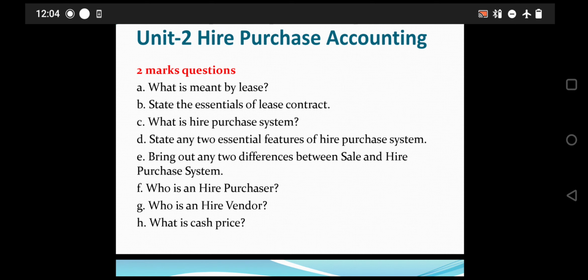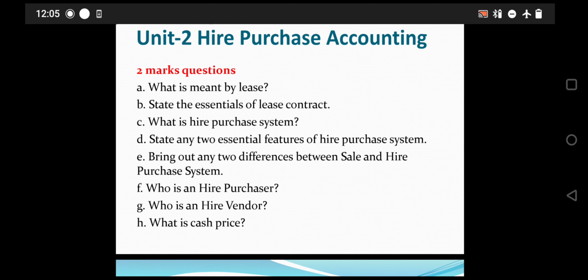Then the fifth one, bring out any 2 differences between sale and hire purchase system. Both have 2 different natures. Again, this is a question they may ask you even for section C type, where you explain in detail the difference between sale and hire purchase. There are around 8 differences between sale and hire purchase. When it comes to 5 marks I will explain, but here I can tell you that in sale the buyer pays only for the price of goods, but in hire purchase the buyer will pay the principal amount and even interest also.